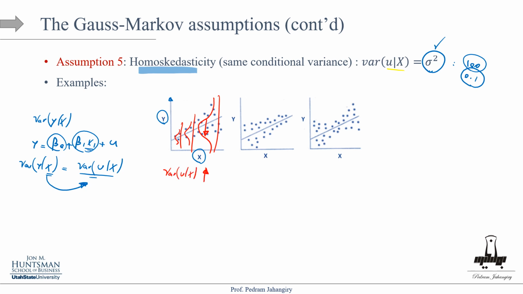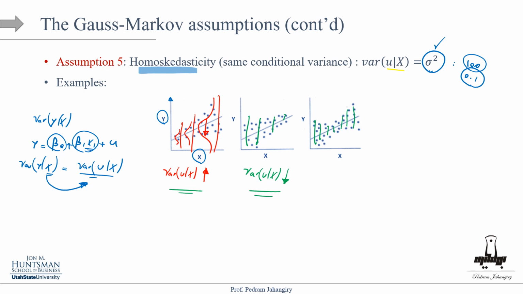Hopefully everybody is seeing that. So the conditional variance is increasing. This one, the variance is decreasing, right? So for this one, the variance of u given x is decreasing. So this is heteroscedastic, this is heteroscedastic, and this one, where the variance is decreasing and then increasing, is also heteroscedastic, right? So what is homoscedastic? Homoscedastic is something like this.